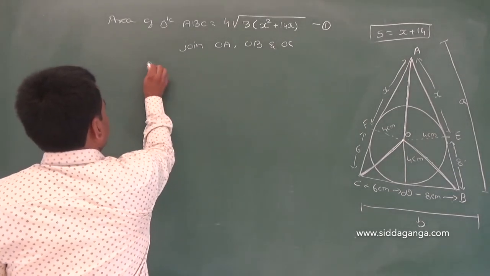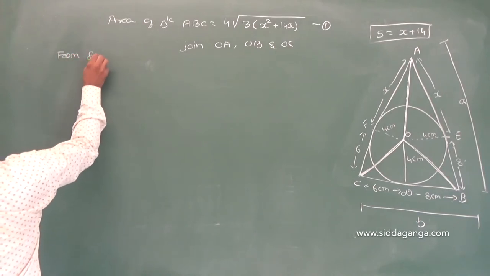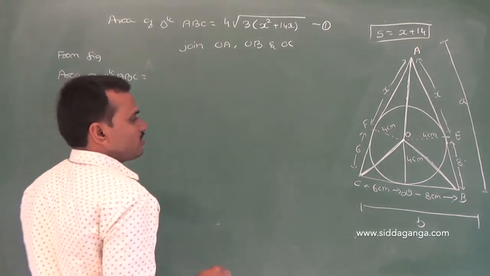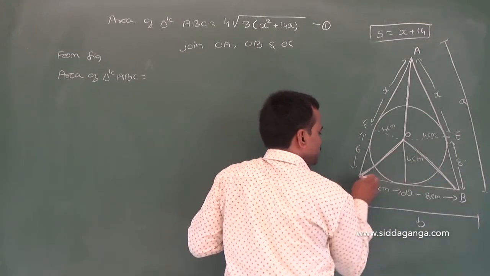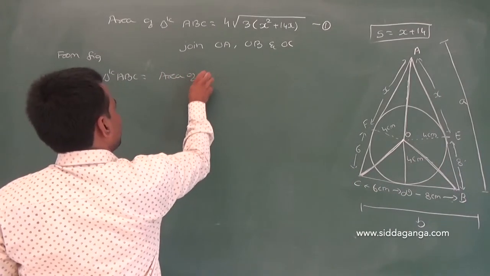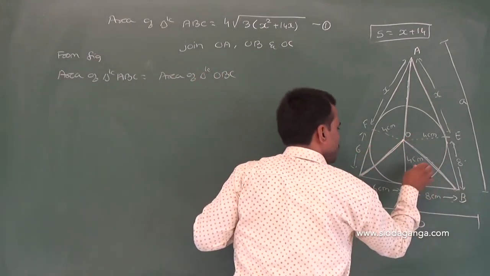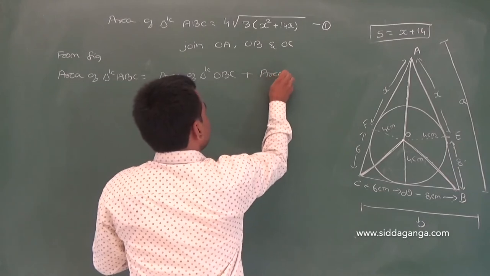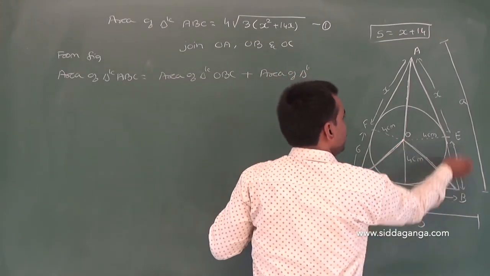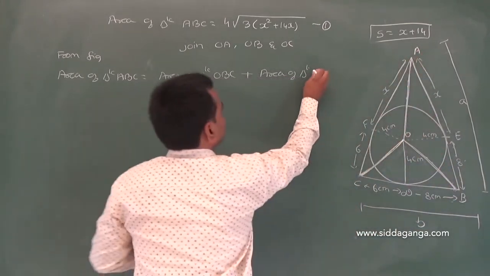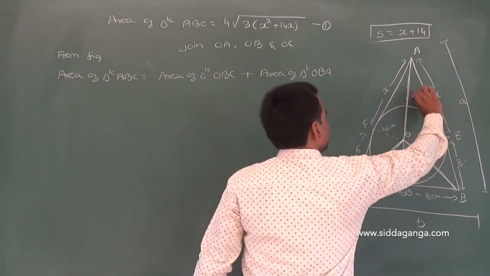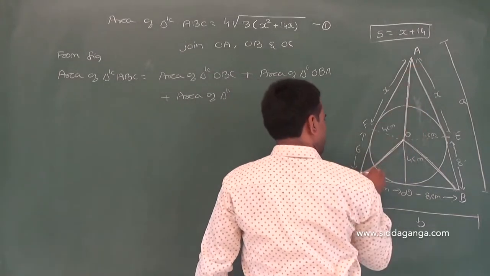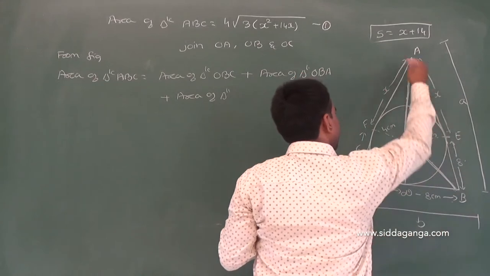So, area of triangle from the figure, area of triangle ABC. Once again, I find the area of triangle ABC. Area of triangle ABC is nothing but area of triangle OBC, this is called one triangle, plus area of triangle OBA, this one, plus area of triangle OAC. If you add these three triangles, we get the area of triangle ABC.